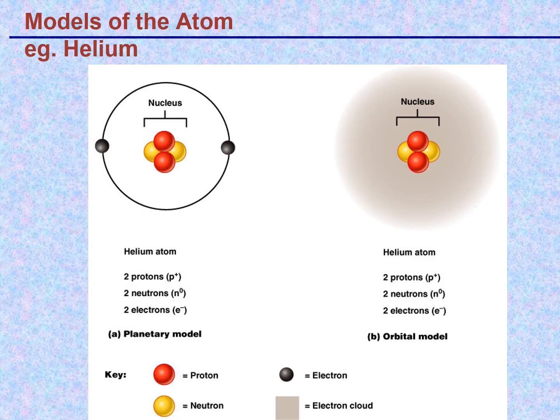This is the planetary model showing orbiting electrons, and this is the orbital model showing that they're really in a cloud. They move around incredibly quickly. They're in this area going around the nucleus, and they spend most of their time at a certain distance from the nucleus, but not always. So it's difficult to determine exactly at any one moment where precisely they are. And that's what's shown by this electron cloud model.